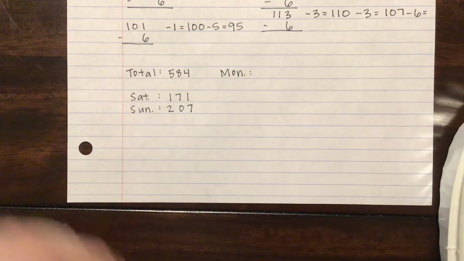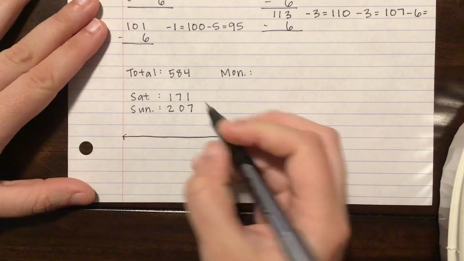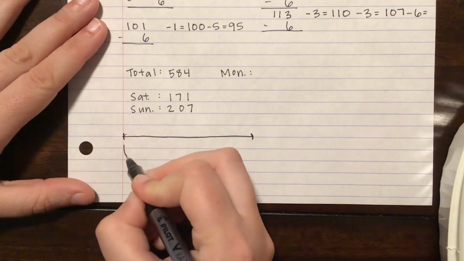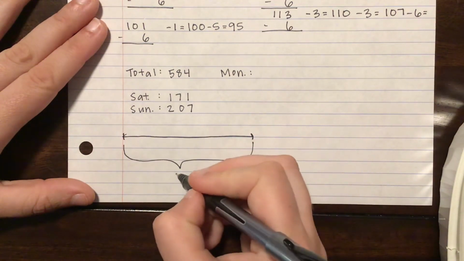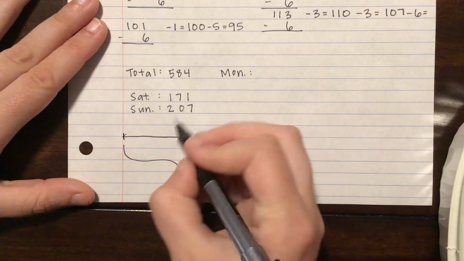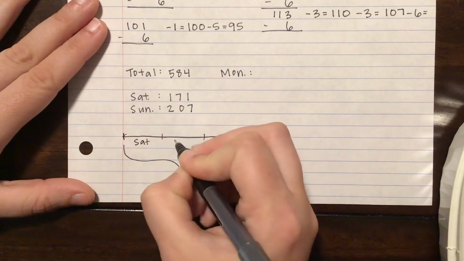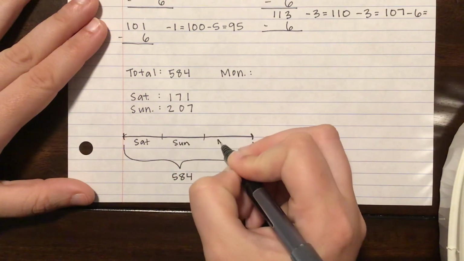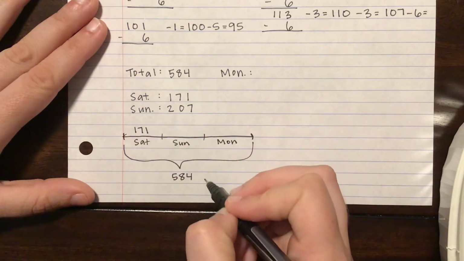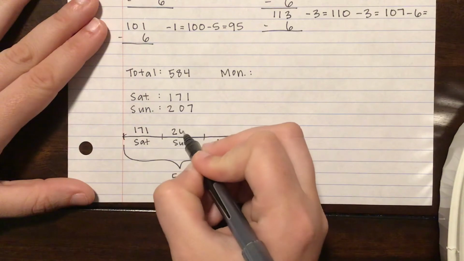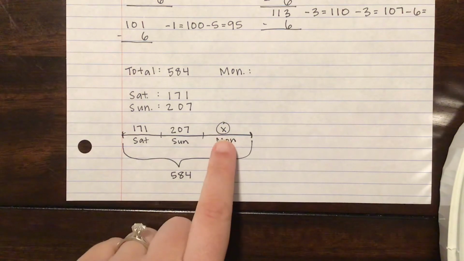So if you think about it like a picture, we've got from the beginning to the end, the total of the book, or the whole book, is 584. And it's broken up into 3 days. We've got Saturday, Sunday, and Monday. We know Saturday's value is 171. We know Sunday's value, she read 207 pages. We need to figure out X, or this missing number, for Monday.